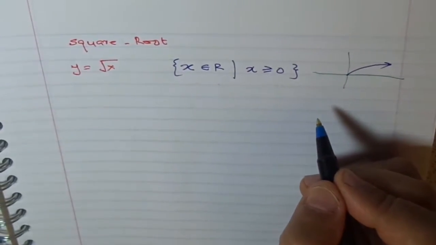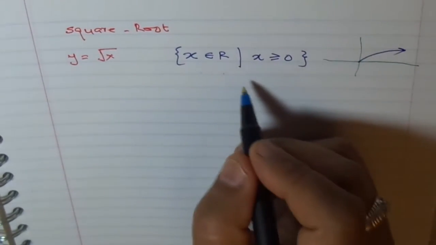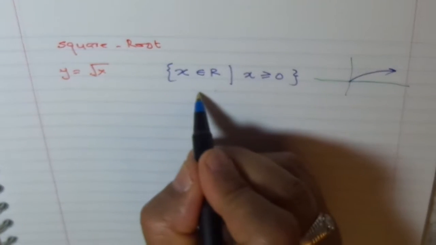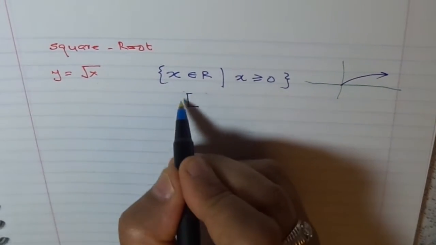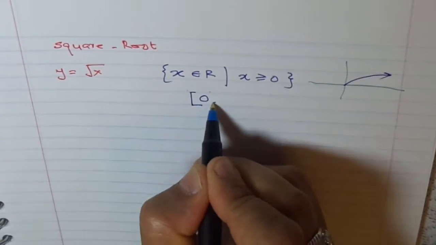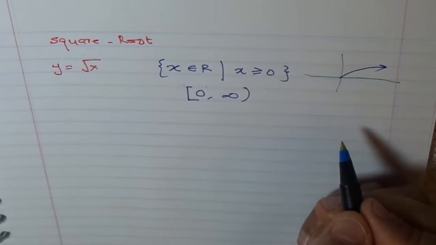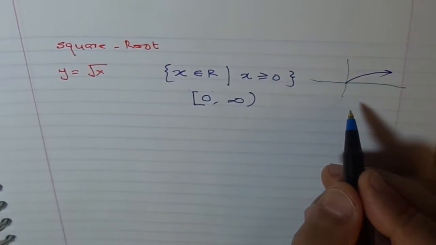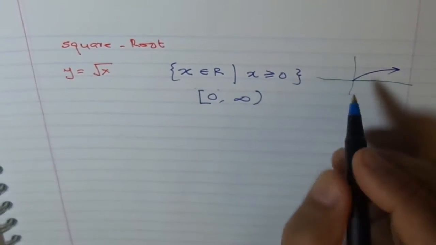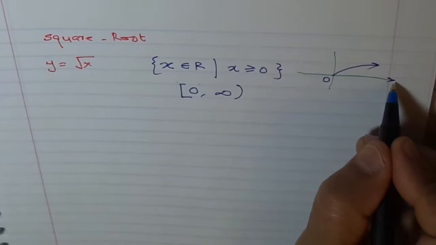Okay? So we can represent it in interval notation also. And there we will write, because it includes 0, we'll start with this and we'll say 0, and it goes up to infinity, where infinity is not included. Is that okay? So we could write this radical or square root function in this form. Here's a 0 and there it extends to plus infinity.